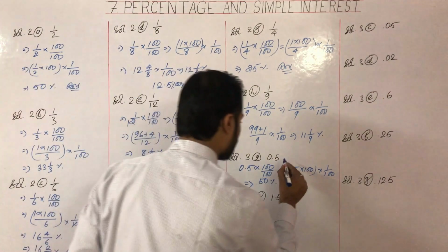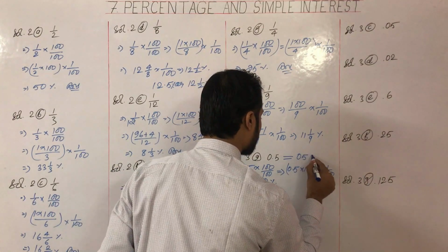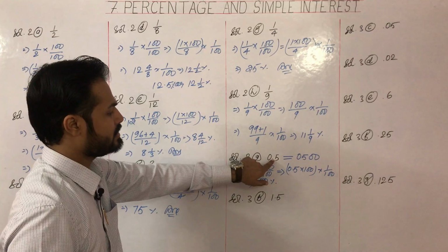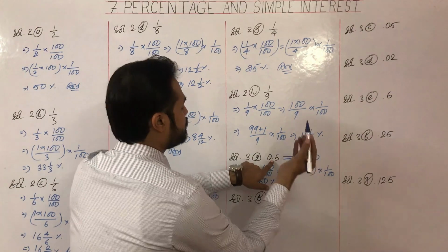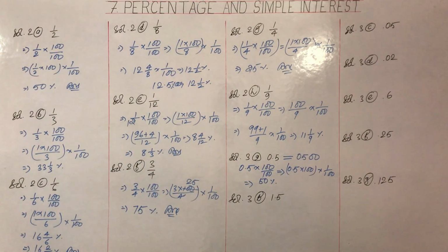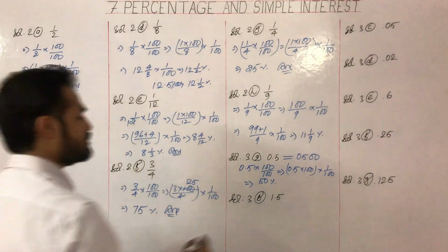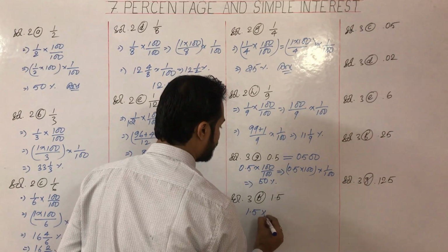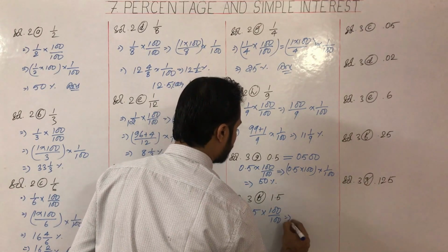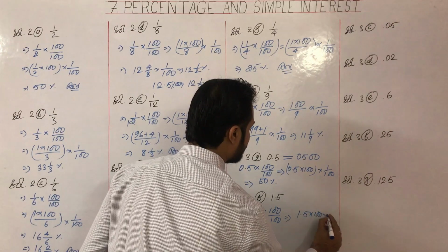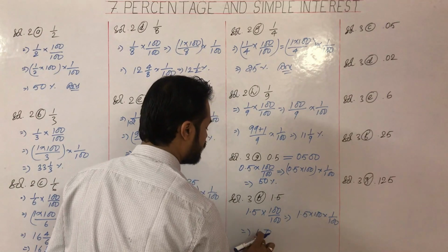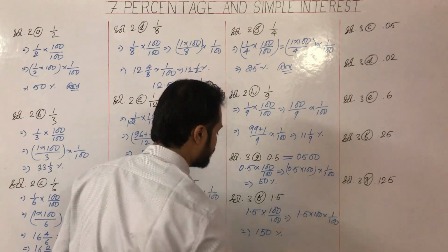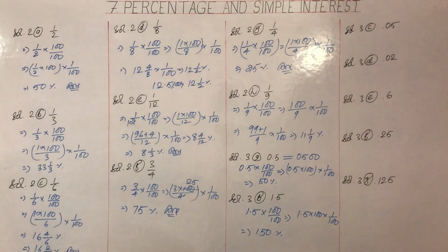Or simply, change the place of decimal 2 places to the right side, from this point 1 and 2, so 50, right? Or simply for decimals, multiply the given decimal by 100. So 1.5 means 1.5 into 100 by 100 equals 1.5 into 100 into 1 by 100, or 150, and 1 by 100 becomes percent, or directly 1.5 into 100, 150%.